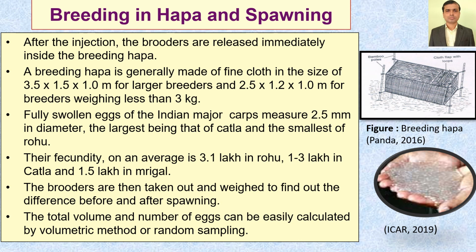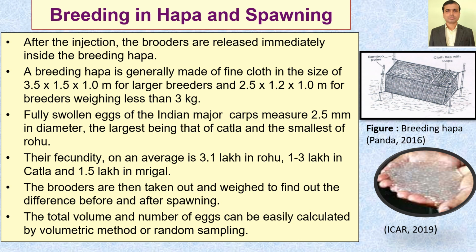The developing eggs are retained in the breeding hapa undisturbed for a period of 4 to 5 hours after spawning to allow the eggs to get properly water hardened. After this, the eggs are collected from the hapa using a mug and transferred into a bucket with a small amount of water. The brooders are then taken out and weighed to find out the differences before and after spawning. This gives an idea of the quantity of the eggs laid.